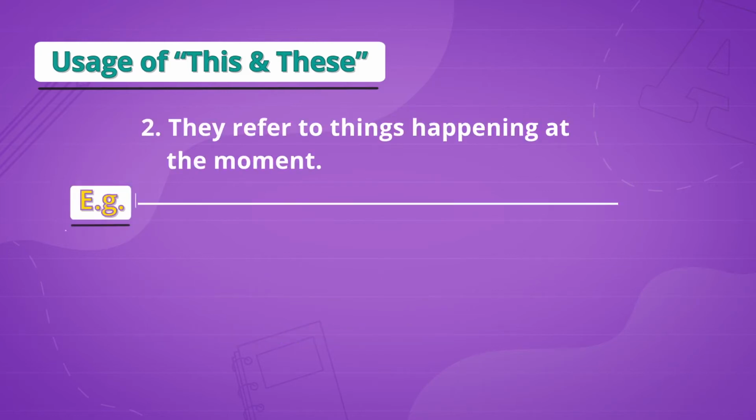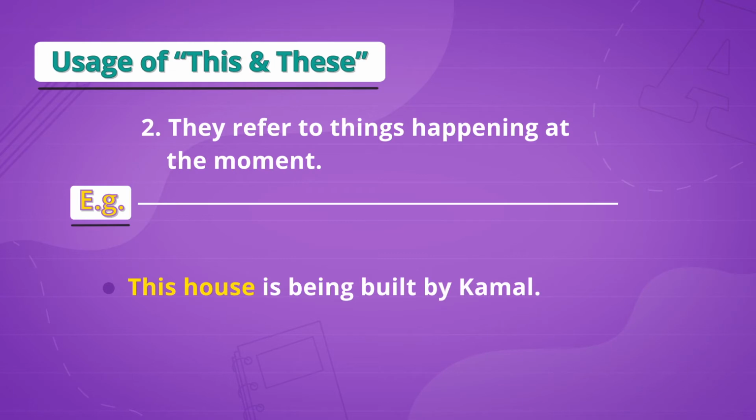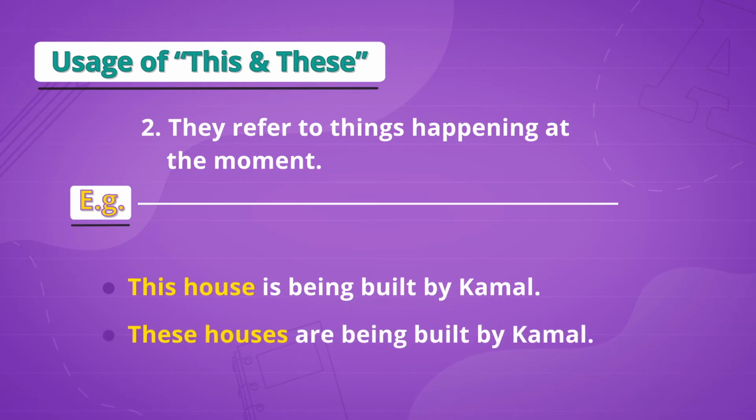Number two, they refer to things that happen at the moment. For example, this house is being built by Kamal. These houses are being built by Kamal, and so on.